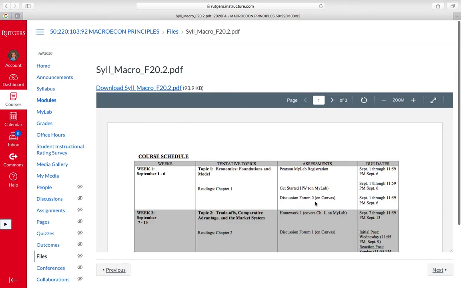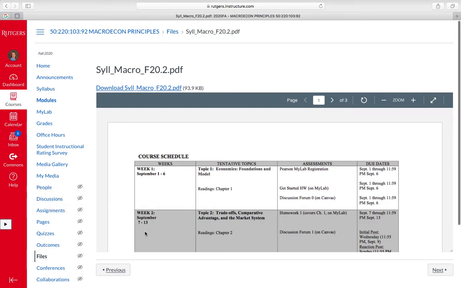Discussion forum 0 is just an introduction of yourself. So you just need to go there and introduce yourself, okay? When you log into your Canvas and click on discussions, you would be able to see discussion 0.